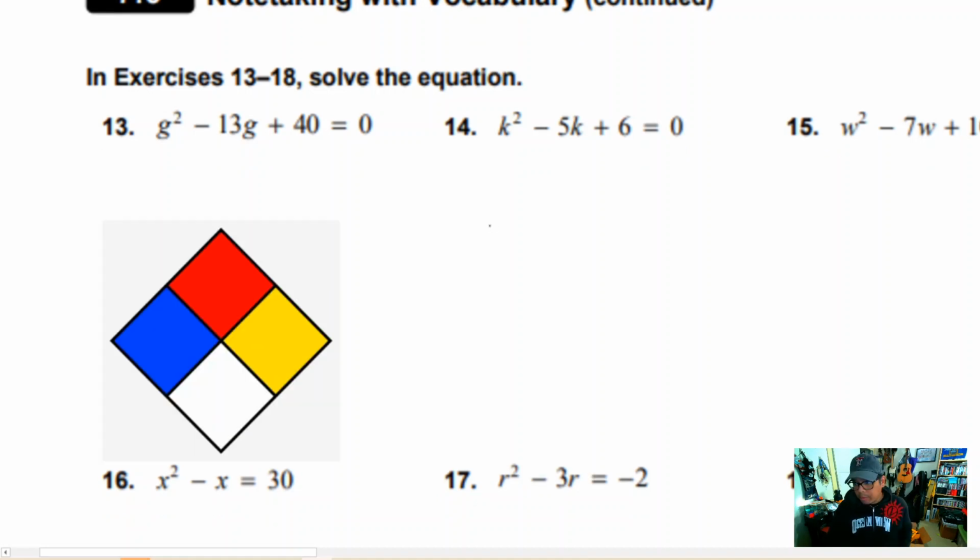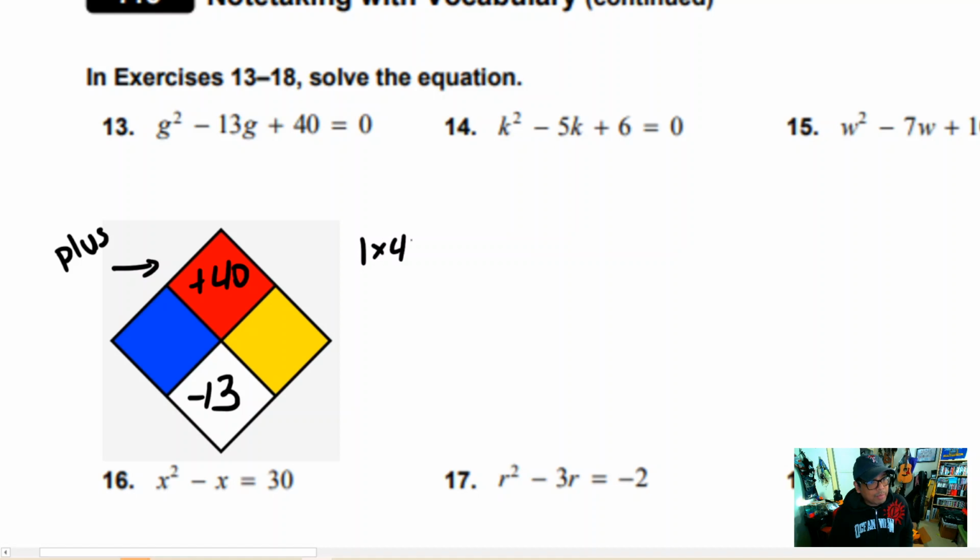We'll put our numbers in place. Positive 40 on top. Negative 13 on bottom. And then we notice that it's a plus type problem. So we're going to add our factors together. What are numbers that multiply to make 40?